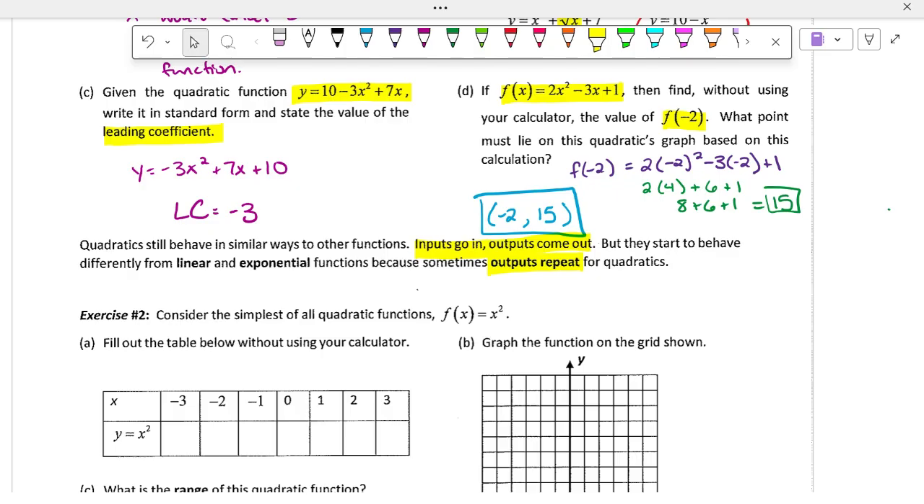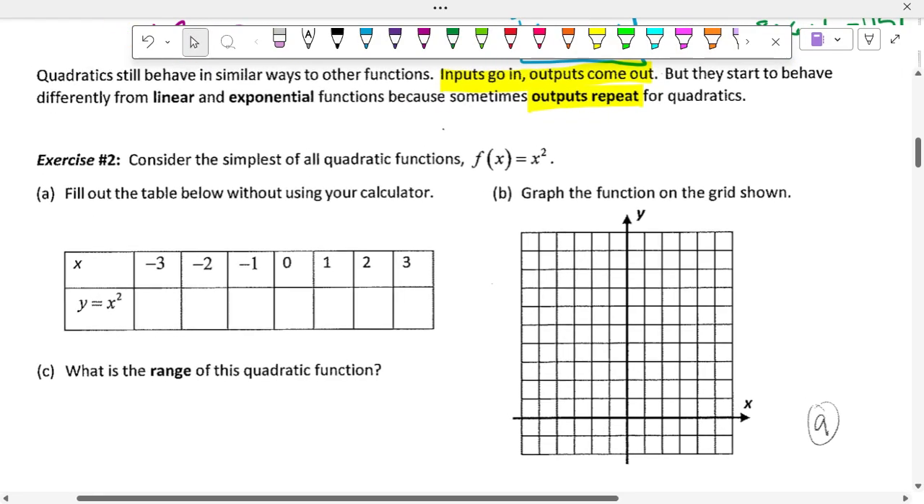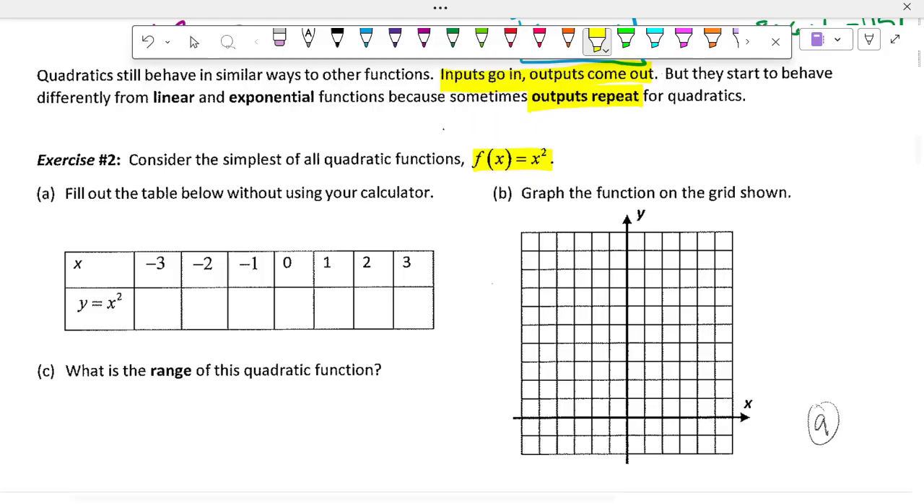All right. So we're going to fill in this table for f of x equals x squared. So in other words, we're just going to take every one of these x values and square it. All right. So let's just go through this together. What would -3 squared be? 9. -2 squared? 4. -1 squared? 1. 0 squared? 0. 1 squared? 1. 2 squared? 4. 3 squared? 9. All right. Take a minute and graph those points on the graph.